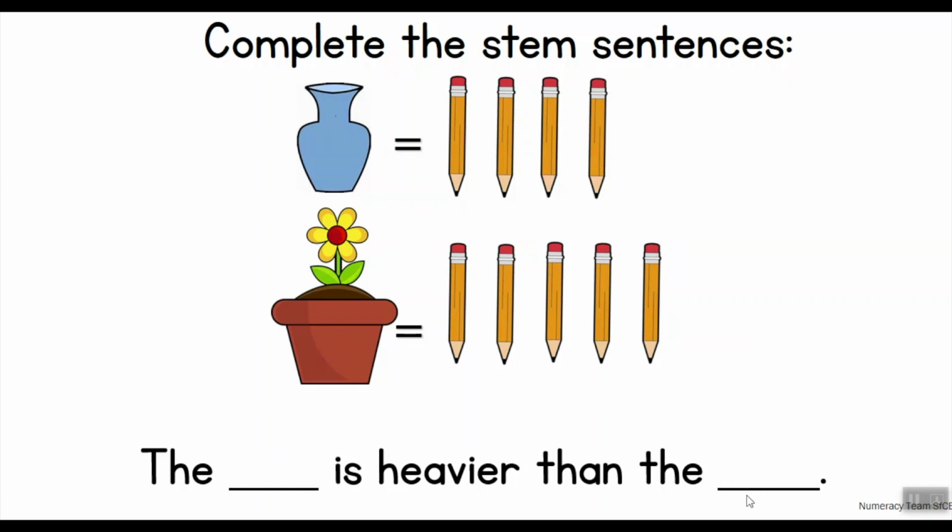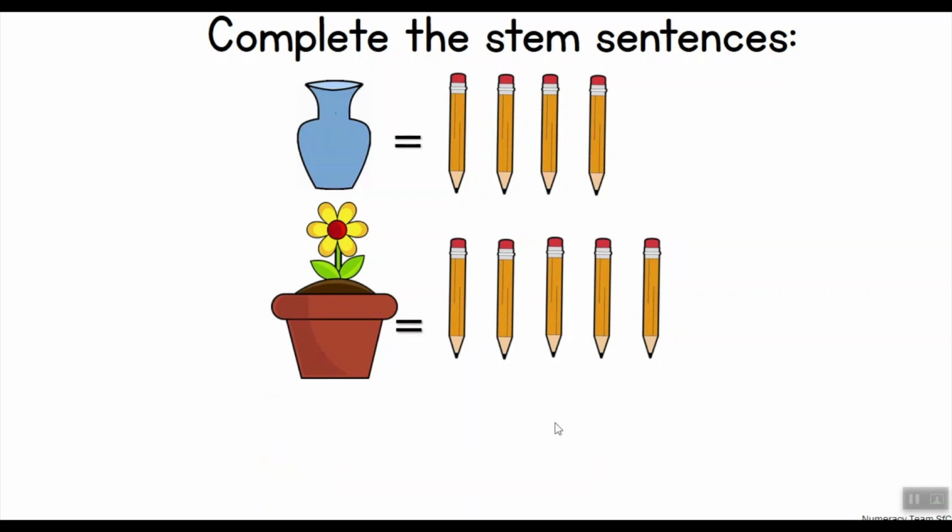Children, pause the video and think a bit. Which one is heavier than the other? Right, let's continue. Which one weighs more pencils? The flower pot, right? Because 5 is more than 4, so we can say that the flower pot weighs more than the vase. It is heavier than the vase. Let's see. Perfect. On to the next sentence.